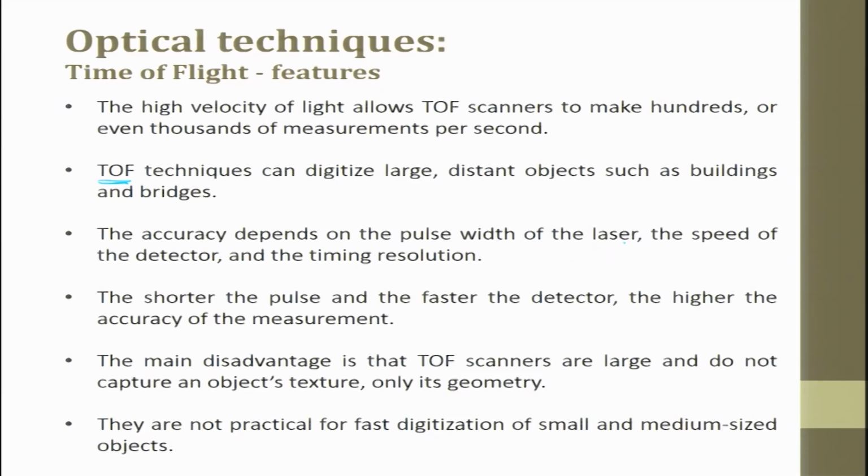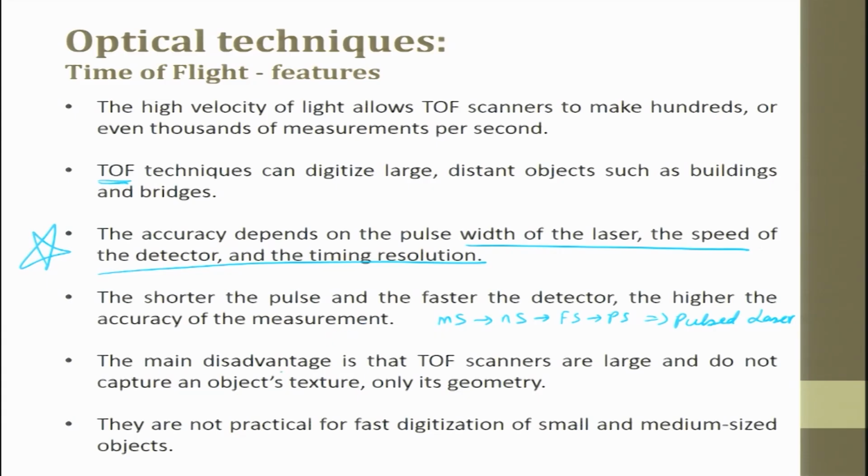The accuracy depends upon the pulse width of the laser, the speed of the detector and the timing resolution. So, pulse width, speed and timing are very important. The shorter the pulse and the faster the detector, the higher the accuracy of the measurement. So, from microsecond we go to nanosecond, picosecond, femtosecond. If you go down in the pulsed laser, the shorter the pulse duration, you will get higher accuracies.